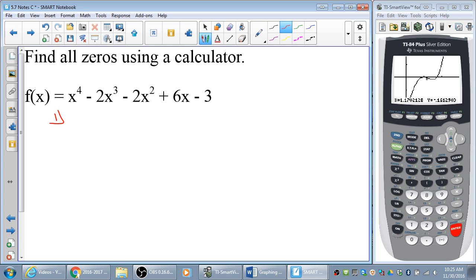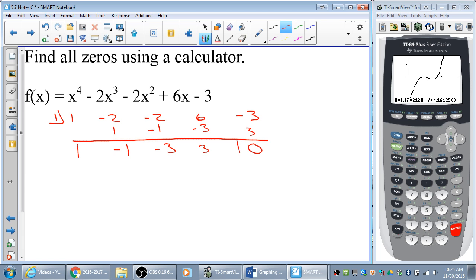So let's plug 1 in. 1, negative 2, negative 2, 6, negative 3. 1, 1, negative 1, negative 1, negative 3, negative 3, 3, 3, 0. It works again. Some people just put the 1 right there rather than writing the numbers again. I'm okay with that. Bring the 1 down. 1, that's 0. 0, negative 3, negative 3. Look at that, it worked twice.